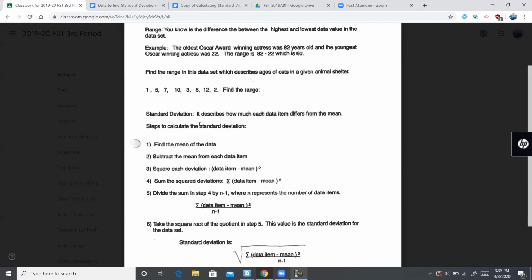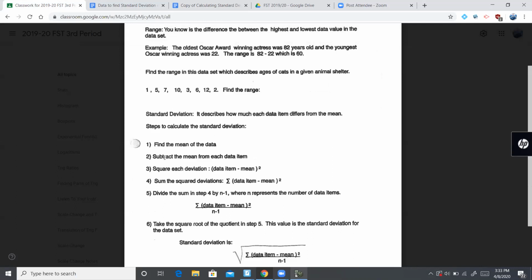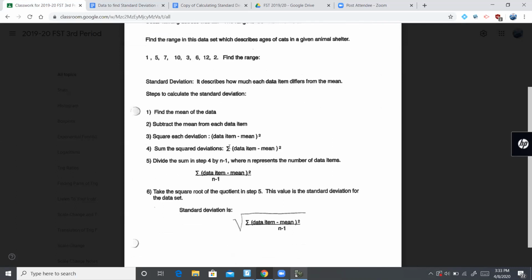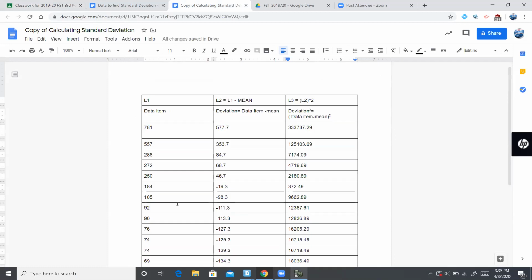So what is standard deviation? Standard deviation describes how much each data item differs from the mean. So what we're going to do here, these are the steps in order to calculate it. We're going to do that by hand today. So this symbol right here, when you get to the fourth step, stands for sum. It's a Greek symbol, sigma. And then down here, as we go through, we're going to end up taking the square root of the whole deal.